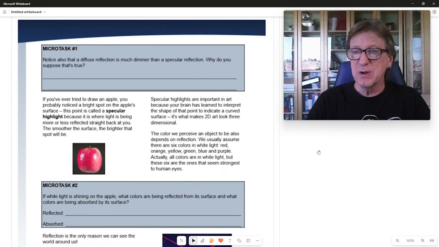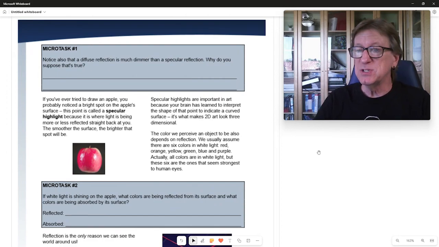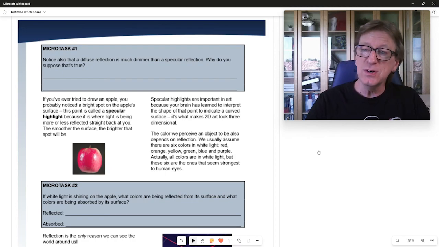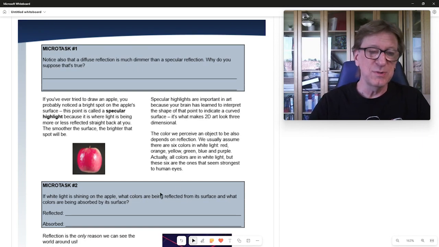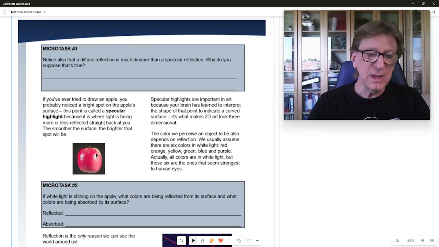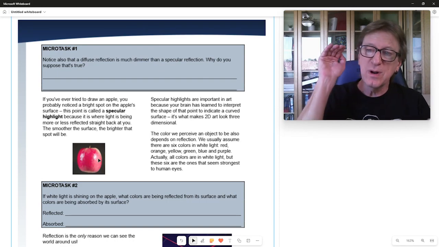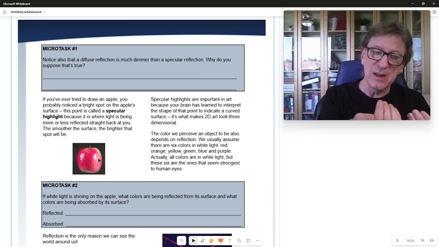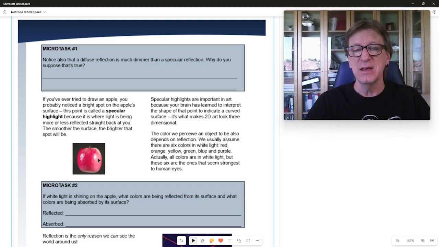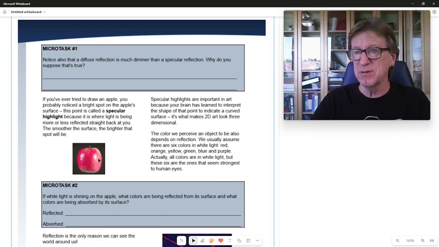And so as we said with microtask 1 here, the diffuse reflection is much dimmer, and that's simply because of conservation of energy. You've got a limited amount of energy, and all of it is not going straight back into your eye, and therefore it's going to be dimmer. Now, take a look at the apple here, the picture that we have right here. And you see these bright spots on the apple. That's the point where the light was directly hitting and directly coming back into your eye. So we call that a specular reflection.